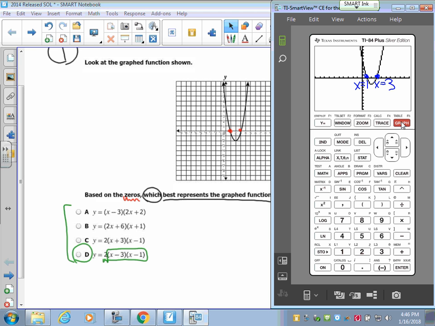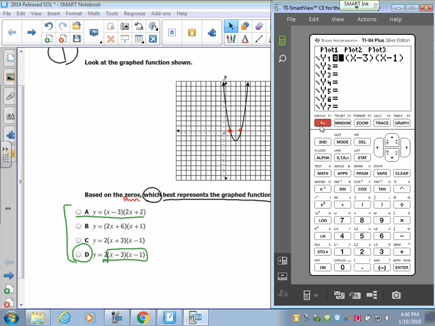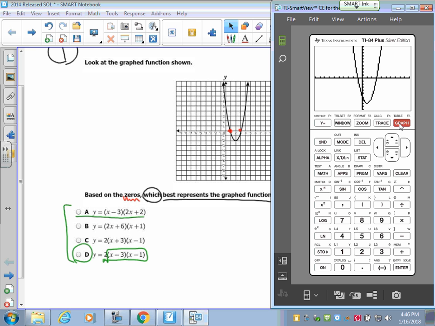If I put in any of these other ones that is an incorrect answer, just to double check it, we'll try letter A, which is the wrong answer. Let's clear it out, x minus 3 and 2x plus 2. I will get a graph that is not the same thing. So if you're not sure how to do this, you can always use that graphing function to help you out.